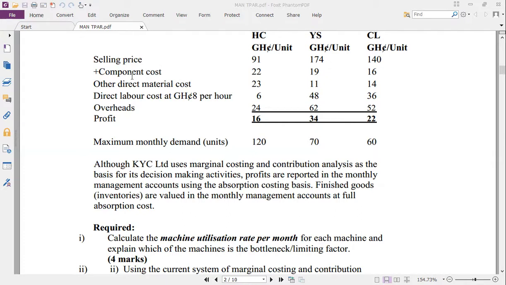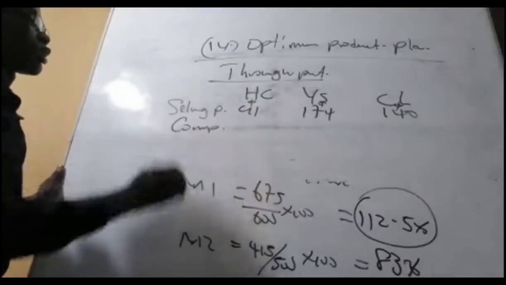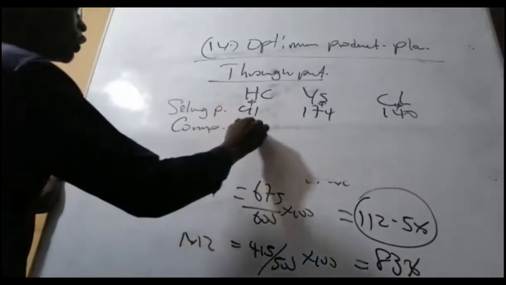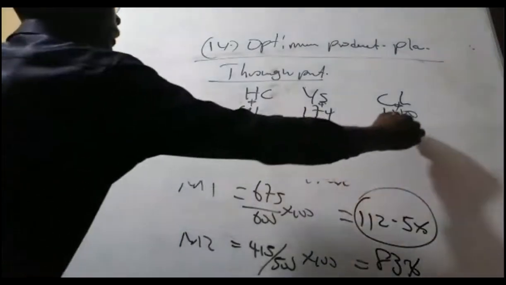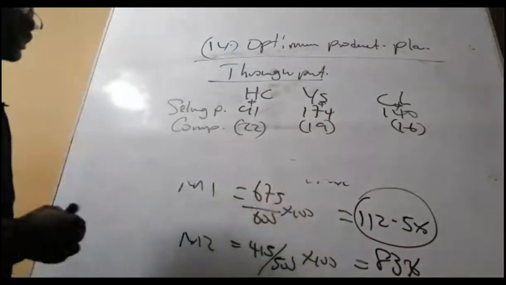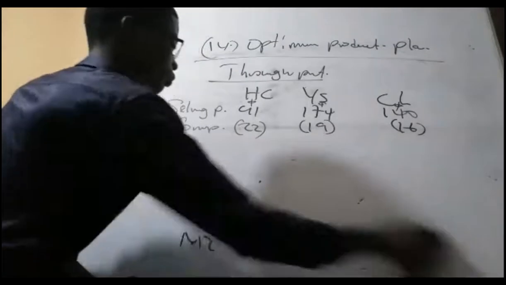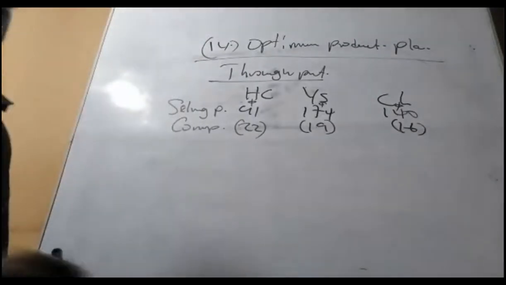So first, component cost: 22, 19, 16. Kindly put it in brackets, that you know that we are subtracting.